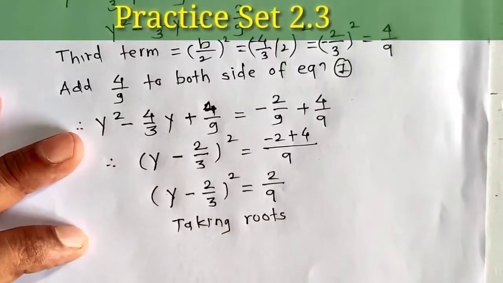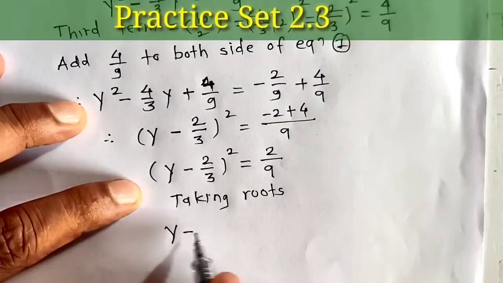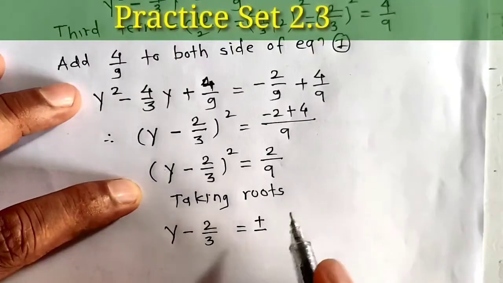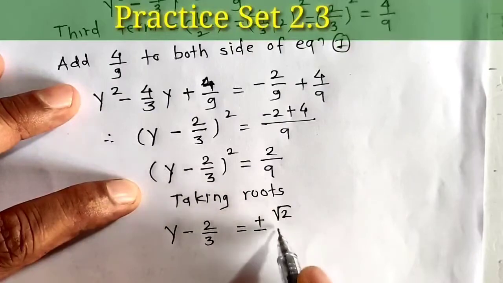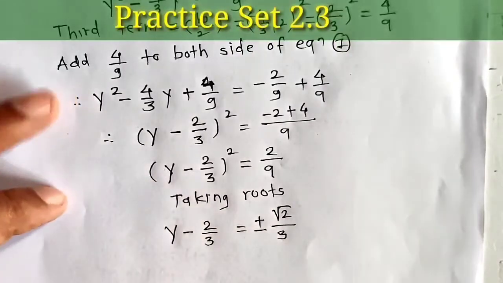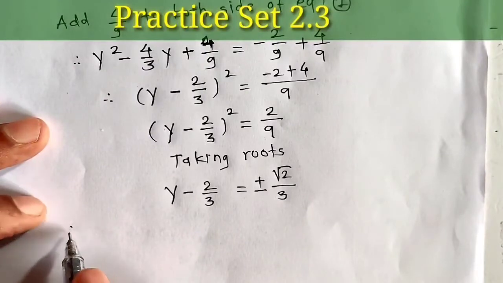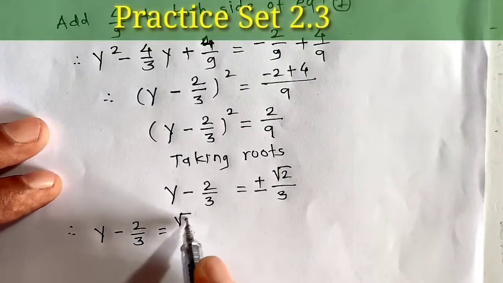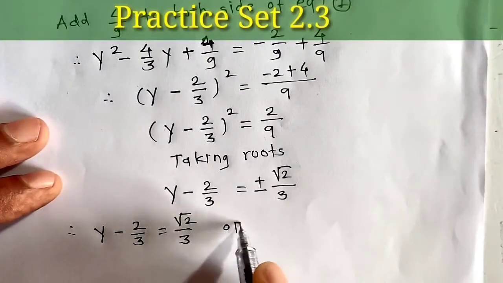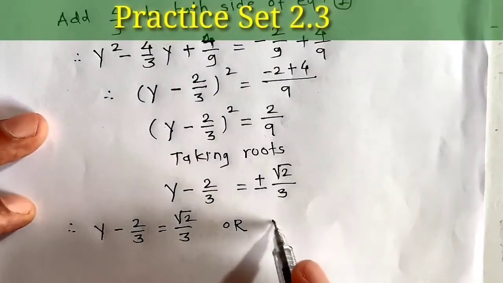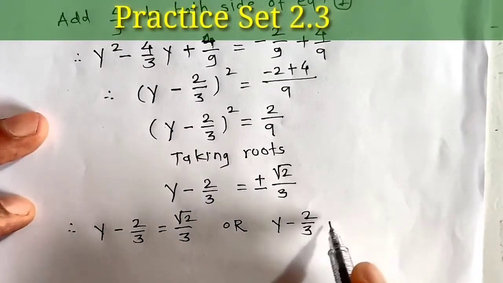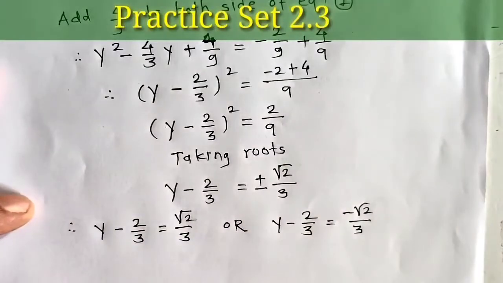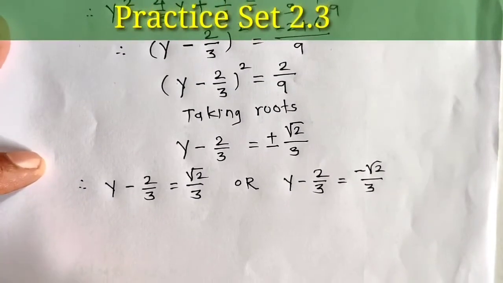So we get, this is the y minus 2 by 3, square gets cancelled, and here plus minus root 2, because for 2 we can't find the root, and for 3 square, the root of 9 is 3. Now we have two options: y minus 2 by 3 is equal to plus root 2 upon 3, or y minus 2 by 3 is equal to minus root 2 by 3.